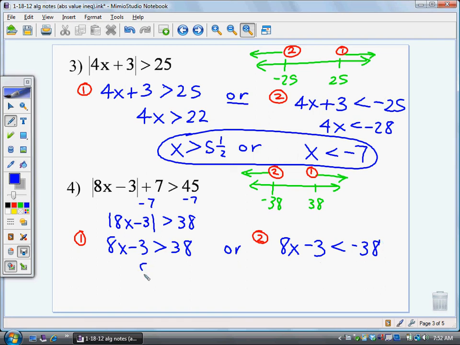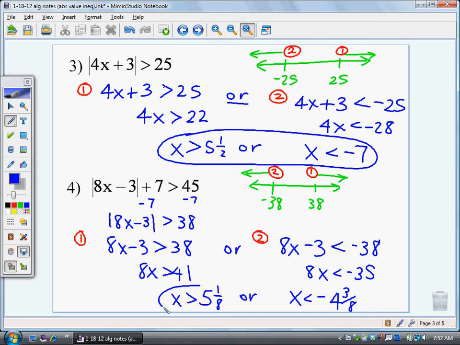Both of them, you add 3 first, so 8x is greater than 41. Therefore, x is greater than 5 and 1/8. Connecting word or. When you add 3 over here, you get that 8x is less than negative 35. Divide by 8, you get that x is less than negative 4 and 3/8. There's your compound inequality connected by the word or.